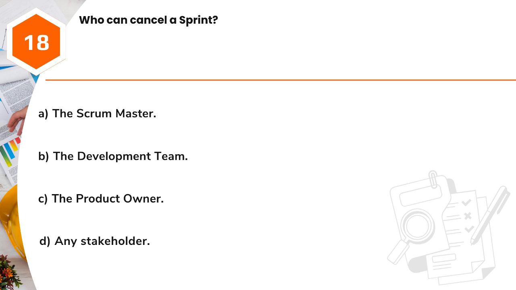Question 18. Who can cancel a sprint? A. The Scrum Master. B. The development team. C. The product owner. D. Any stakeholder.